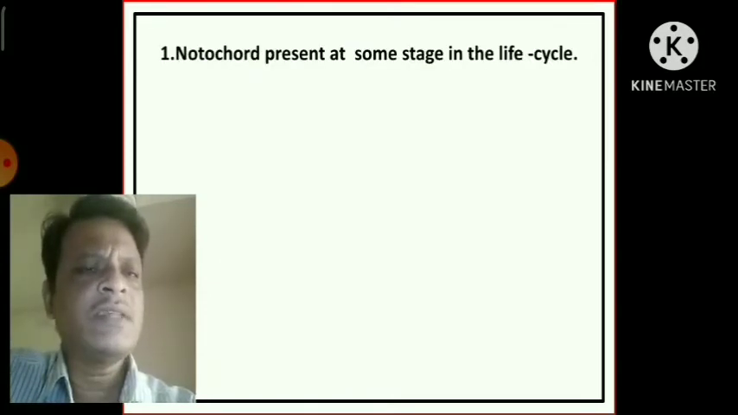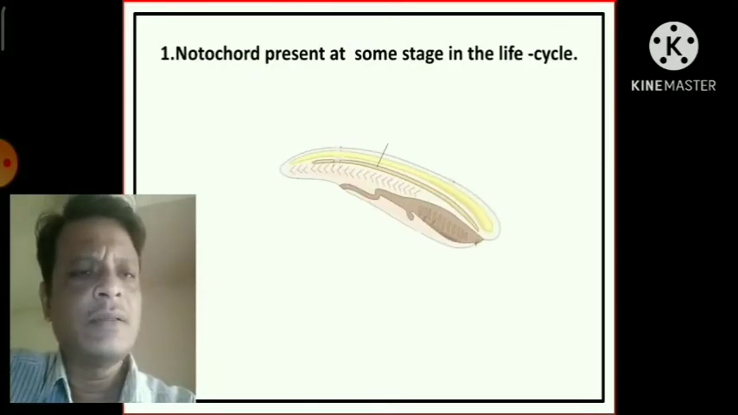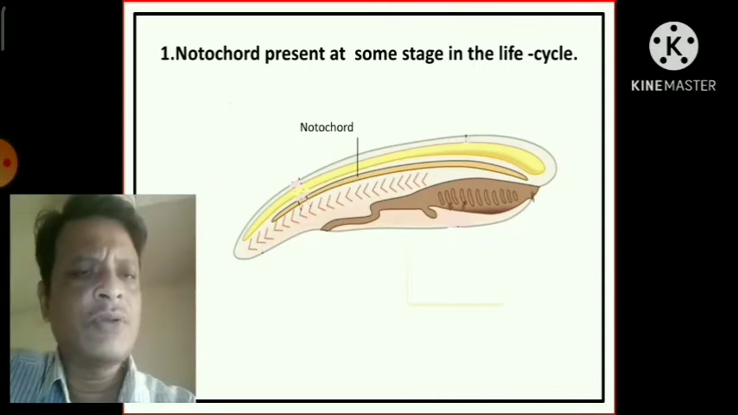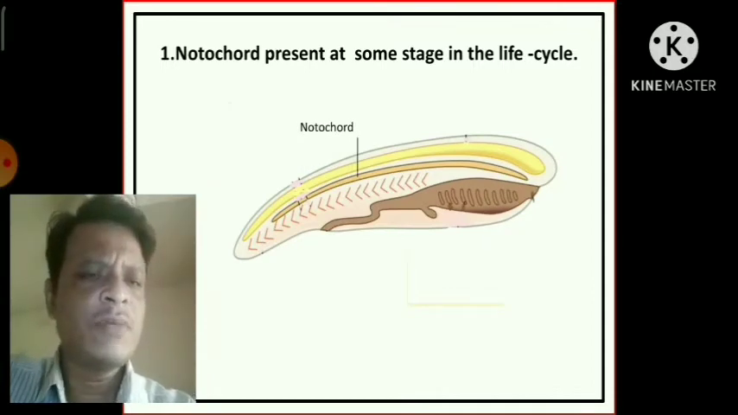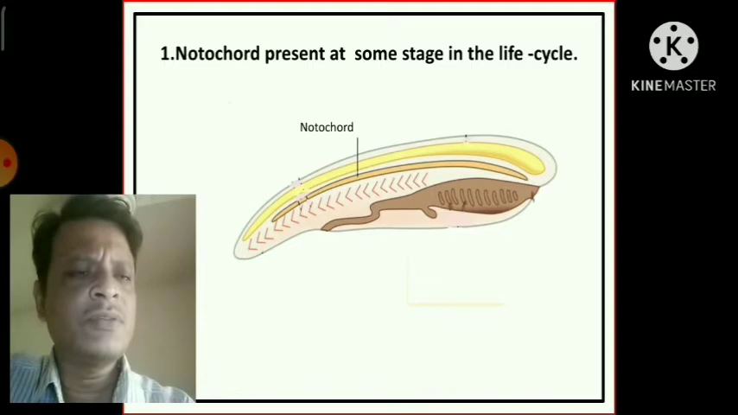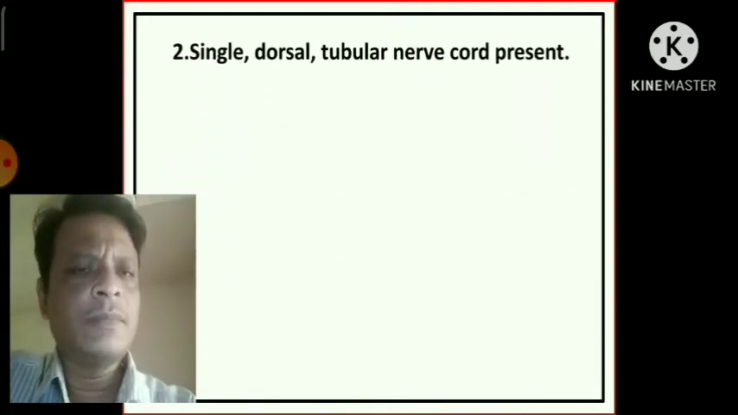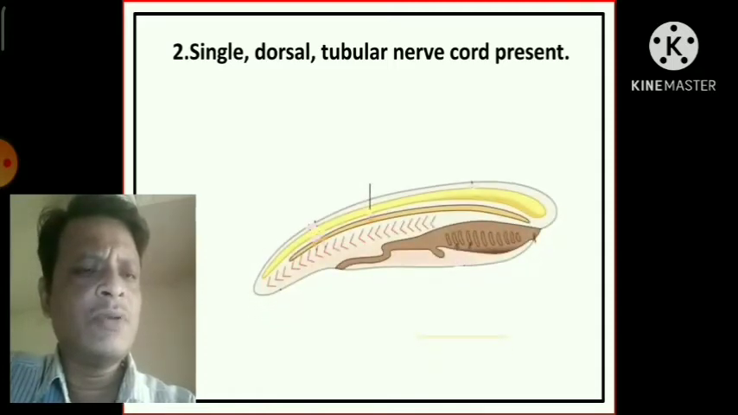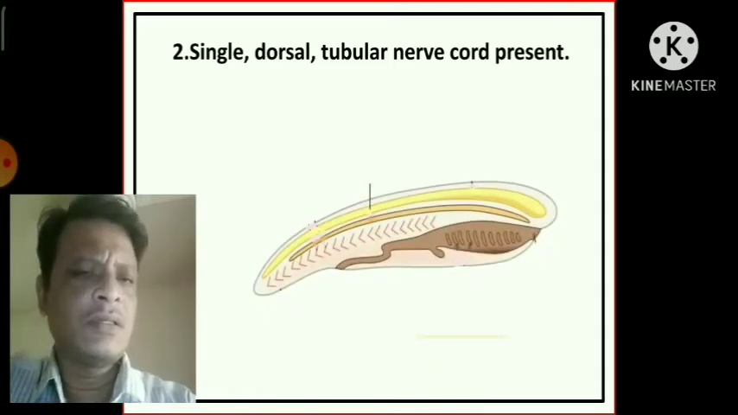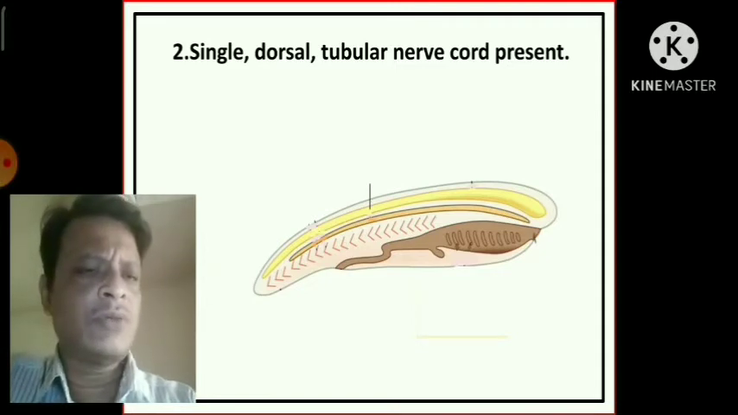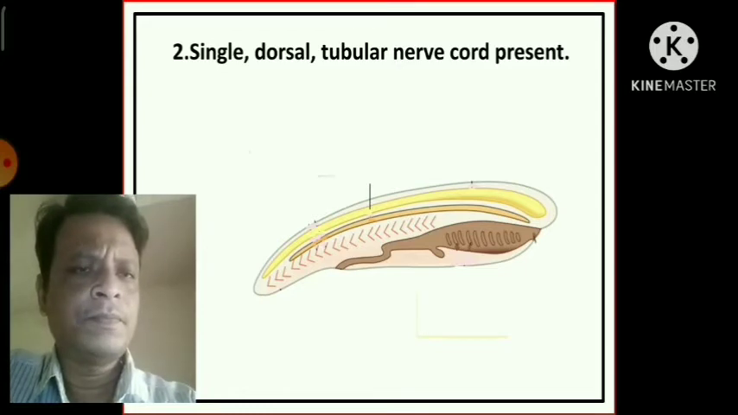The notochord is present at some stage in their life cycle. If you look at the figure here, this is the notochord, which extends from head to tail, from the anterior side of the body to the posterior side. And number two, the single dorsal tubular nerve cord is present. This is the nerve cord, which is located just on the dorsal side of the notochord, and it also extends from head to tail. This is the nerve cord.